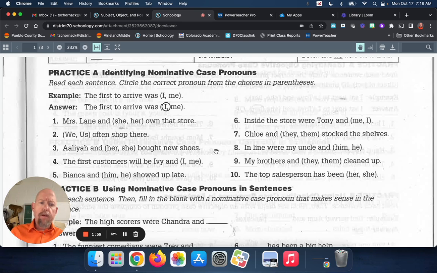Knowing the difference, what you should always do is take them out and read those sentences with each pronoun. So would you say she owned that store? I know, and that's the problem, because when you say she owned that store, her owned that store, it should be owns, but when you have both of them, it changes the subject-verb agreement. But for number 1, it would be she, because we would say she owns that store. So it would be Mrs. Lane and she own that store. So you would just write the word she. I think on this you guys can do all 10. So do 1 through 10.